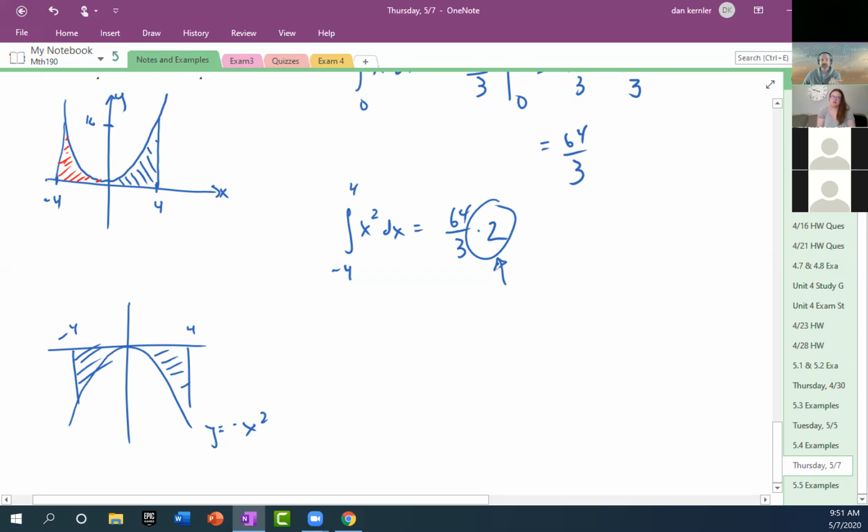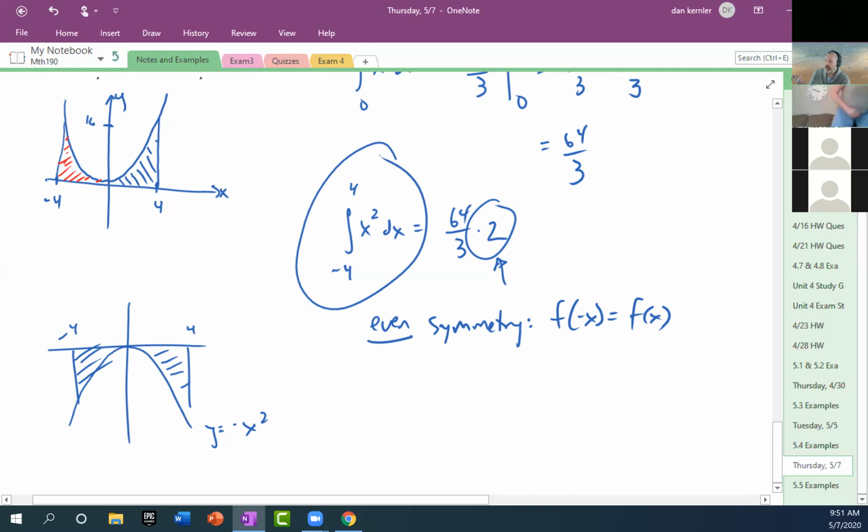Yeah, and that's why they want you to check that even symmetry. It's only true if you have even symmetry, meaning you can fold it over the y-axis. That's even symmetry. And that's true when f of -x is equal to f of x. So it's not something that you have to do. You can do this integral from -4 to 4 by doing x cubed over 3 and plug in 4 and subtract plugging in -4, and it's fine. It'll totally work.